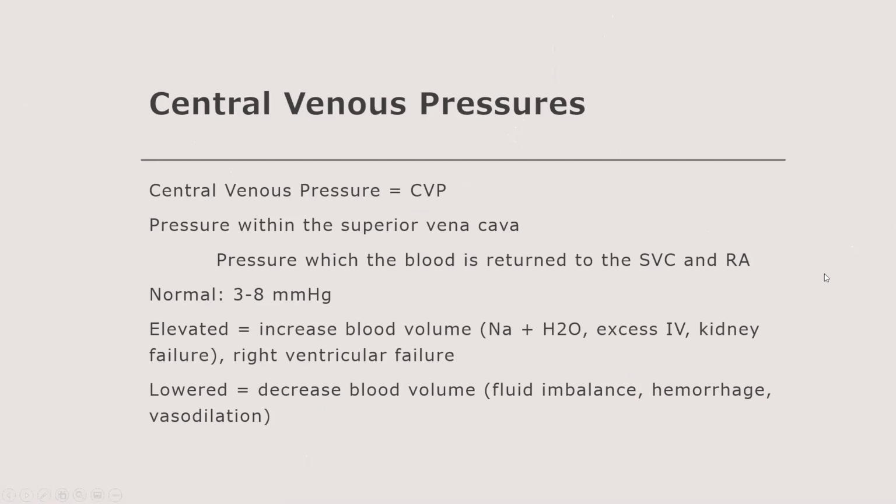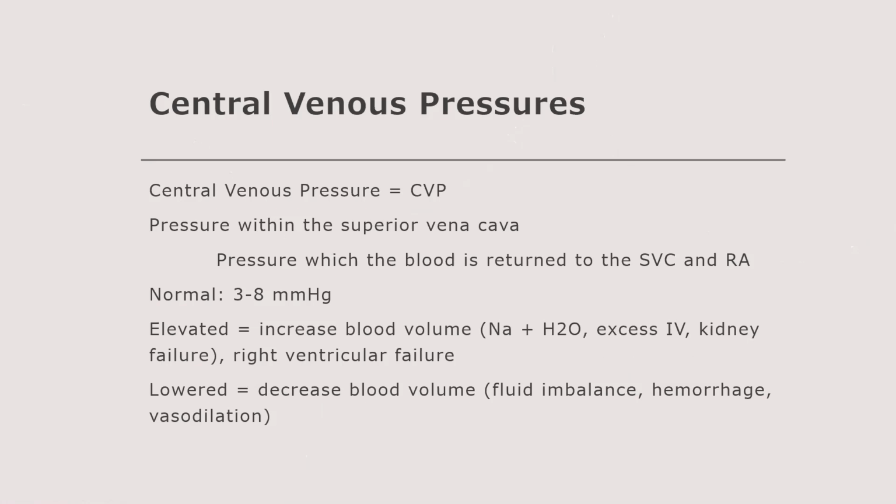All right, so let's talk a little bit about hemodynamics as promised. We have a couple of different numbers that are important to our shock patients in general. One is called the CVP, or central venous pressure. This is the pressure that is located within the superior vena cava and the right atrium. Basically, it measures how much pressure it takes for the blood to return to the superior vena cava and right atrium. The normal pressure levels are between 3 and 8 millimeters of mercury.